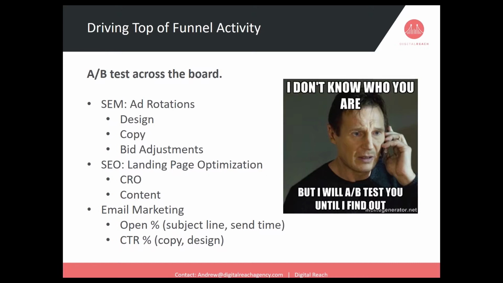By the same token, being able to adjust bids, which again is an optimization tweaking practice where you're looking at the efficacy of different campaigns and reallocating budget based on what works and what doesn't work. These are the things you'll be testing to improve the quantity and quality of your top of funnel activity.